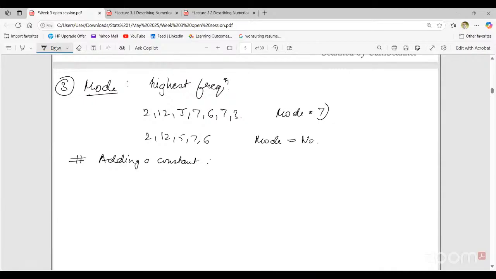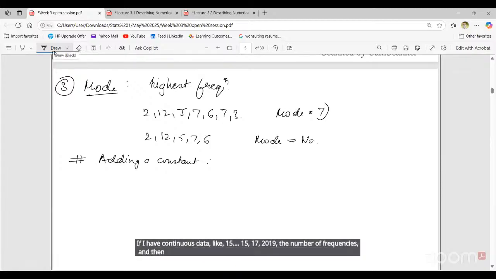Continuous in the sense that we have been given frequencies, in the intervals, like continuous data. Like in the previous topic I have studied, the continuous intervals and data, like 15, 17, 20, 19, the number of frequencies. Can a median be taken out in that scenario or not?